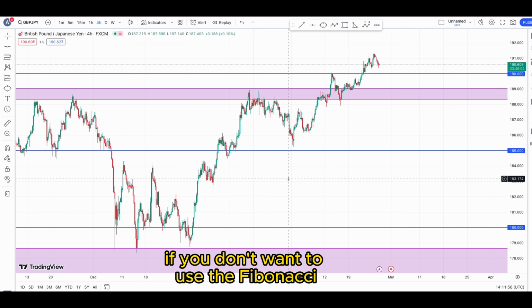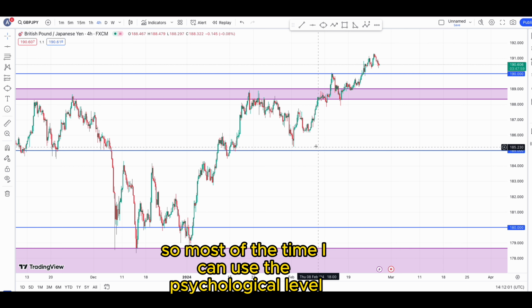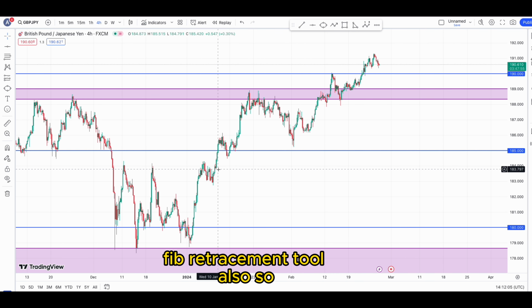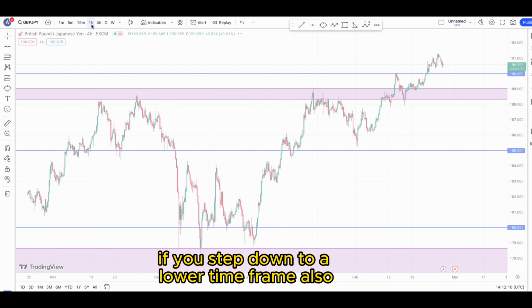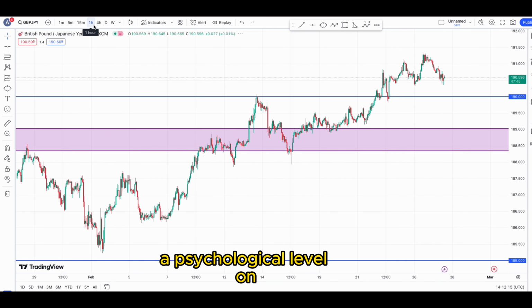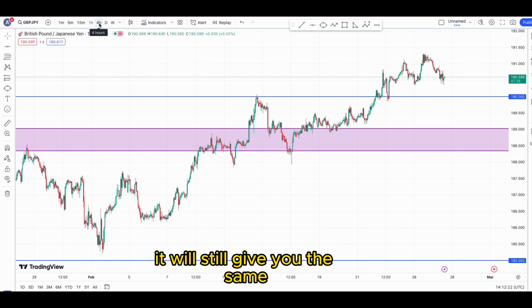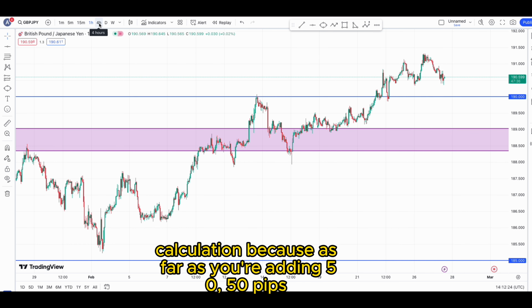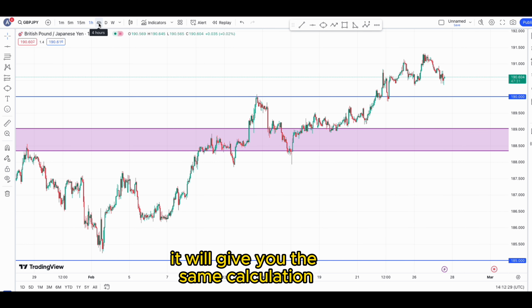That is, if you don't want to use the Fibonacci retracement tool. So most of the time I can use the psychological level, I can use Fib retracement tools also. So if you step down to a lower time frame also, you can also draw a psychological level on your 4 hour time frame. You can draw it anywhere. It will still give you the same calculation, because as long as you're adding 5 to it, it will give you the same calculation.